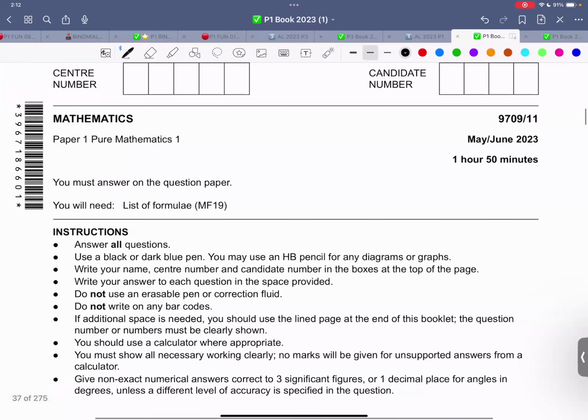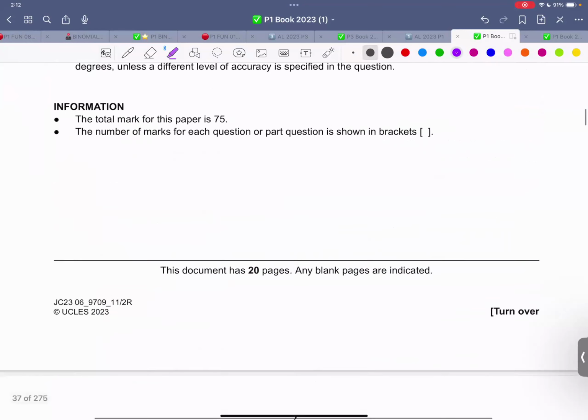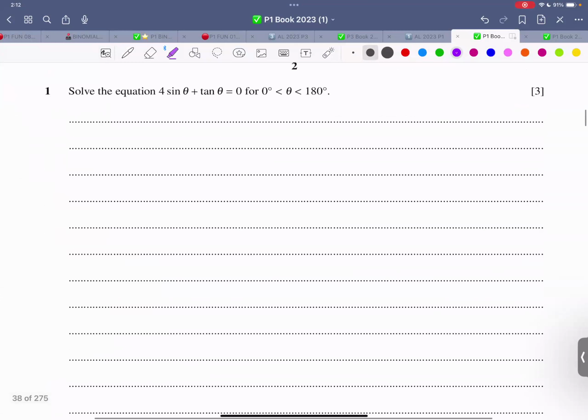So now this is the paper. That is May, June 2023, variant 11. And let's look at the first question. It says solve the equation for theta between 0 and 180 degrees.